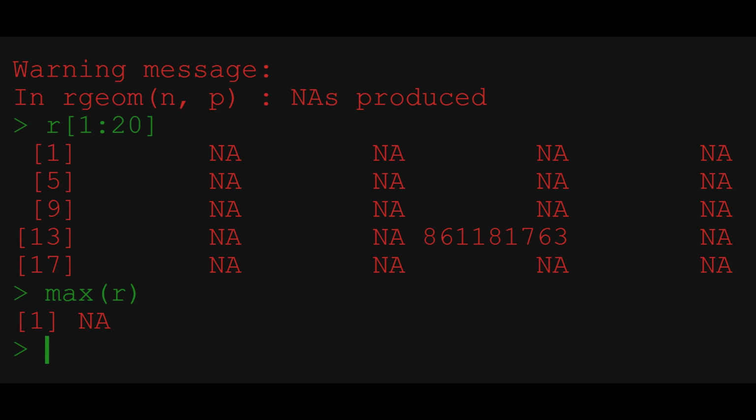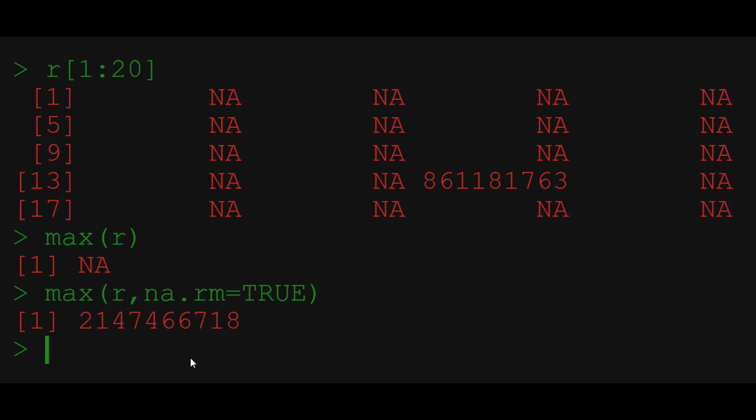To do that, we need to include an additional argument in the max function, na.rm, for remove NA, equals TRUE. Okay, so now the result is 2 billion. Nice. But can we go to infinity?